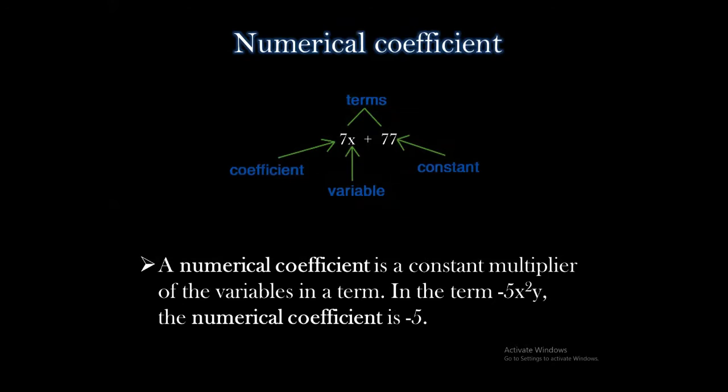Numerical coefficient. The numerical coefficient is a constant multiplier of the variables in a term. In the term minus 5x to the power of 2y, the numerical coefficient is minus 5. Here we have these two variables and the numerical coefficient is 5. Let me also color the variable. So this is the numerical coefficient 5. In this case here the numerical coefficient is 7.